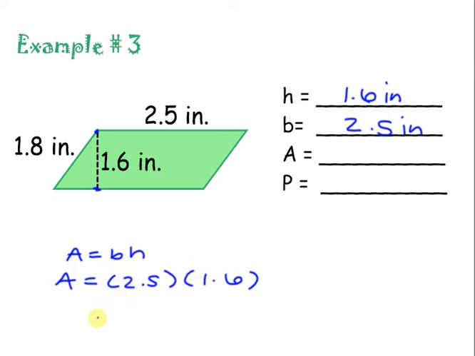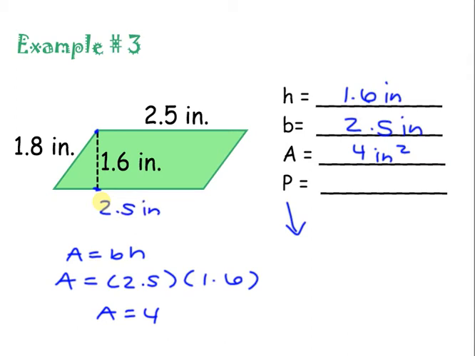And that's going to give us 4. So that's going to be 4 inches squared. Now, how do we calculate our perimeter? Remember what the definition of perimeter is. It's adding up all of the outside. So, if this is 2.5, then this is also 2.5.